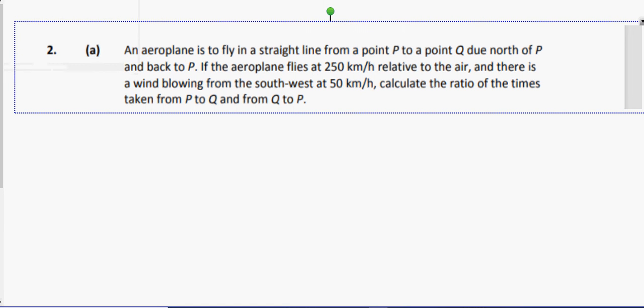Okay. An aeroplane is to fly in a straight line from P to point Q due north of P and back to P again. The aeroplane flies at 250 kilometers an hour relative to the air. There's a wind blowing from the southwest at 50 kilometers an hour. Calculate the ratio of the times taken from P to Q and Q to P.